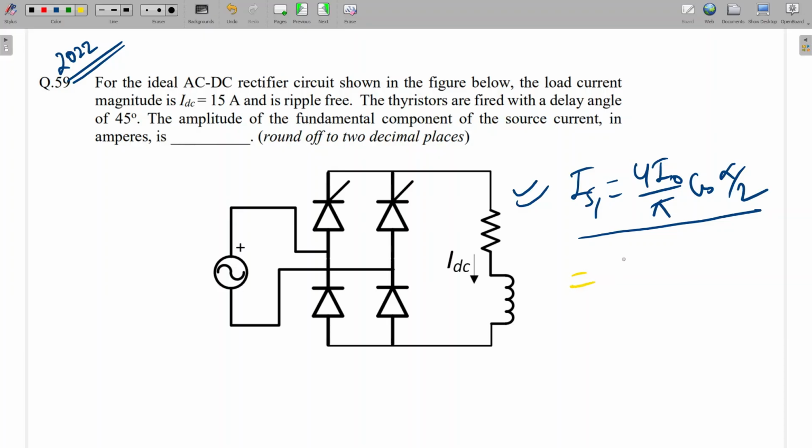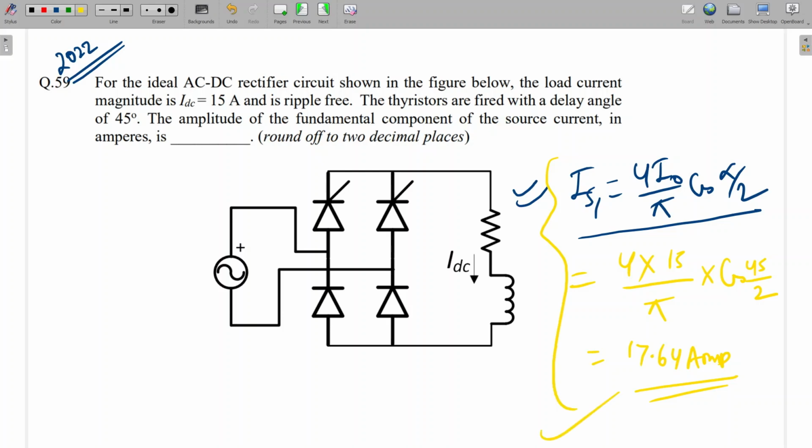So 4 I naught upon pi, 4 into 15 divided by pi into cos of delay angle 45 by 2. And the answer is 17.64 amperes. Are you getting this one? Yes, sir. So this is a 2 marks question. If you know the formula, you can solve this question in just 20 seconds.